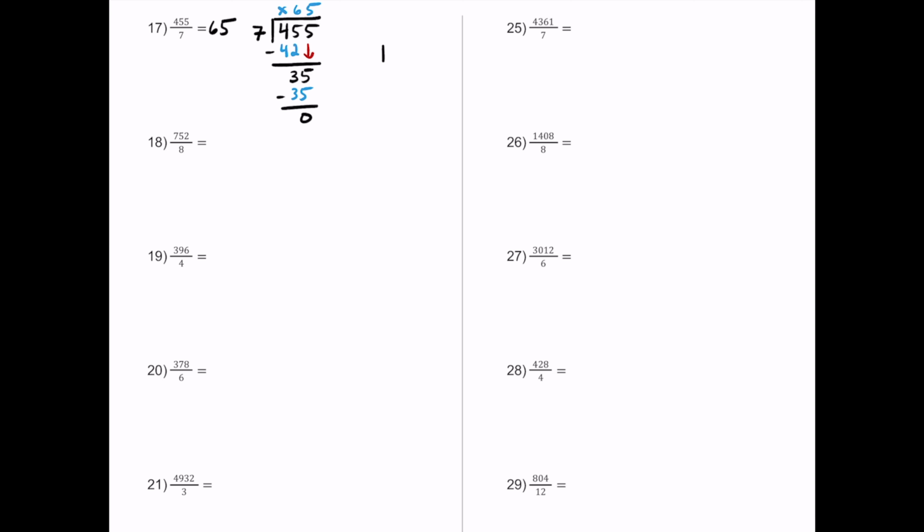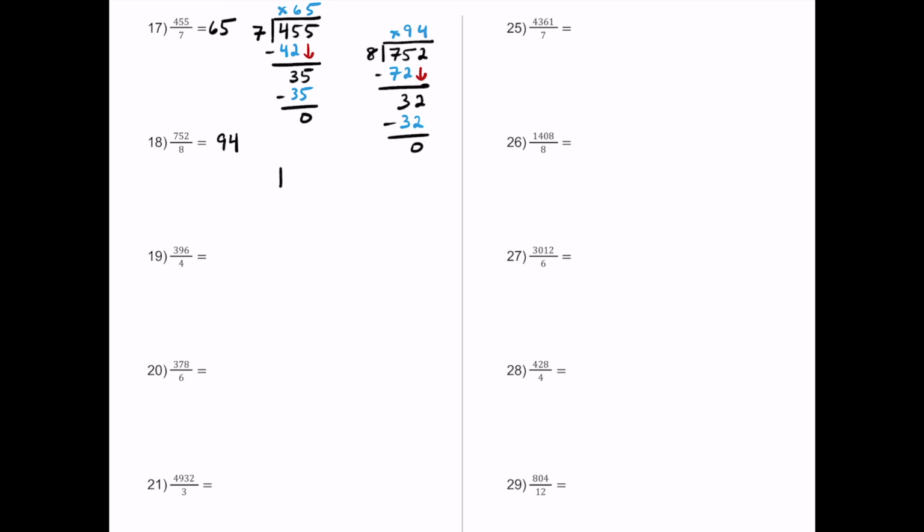For number 18, let's see, we have this 752. We're going to divide that by 8. And so 8 doesn't go into 7, right? But 8 does go into 75 9 times. 9 times 8 is 72. Turns out we are off by 3. We can go ahead and bring this 2 down and join the 3, so it's now 32. And 8 times 4 is exactly 32. And we get a remainder of 0. So this came out to just being 94.